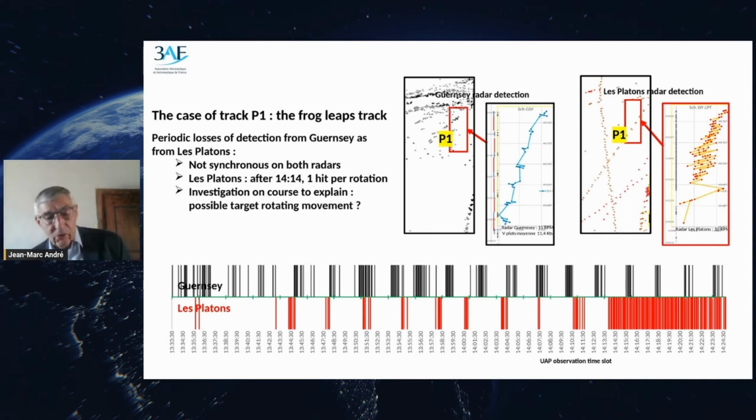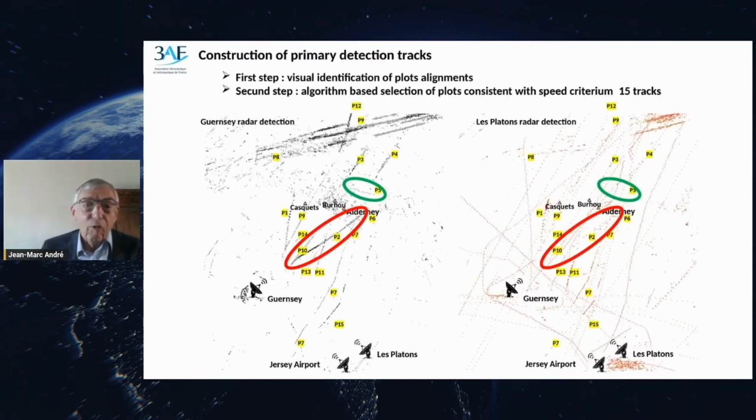We are still wondering what could have generated those phenomena which are specific to the P1 track. Does the target have rotating movements or climbs and descent? The question remains unresolved. Now we'll have a look at two other tracks. We have P2 and P5 in green. P2 is an imposing track by the profusion of Guernsey plots.